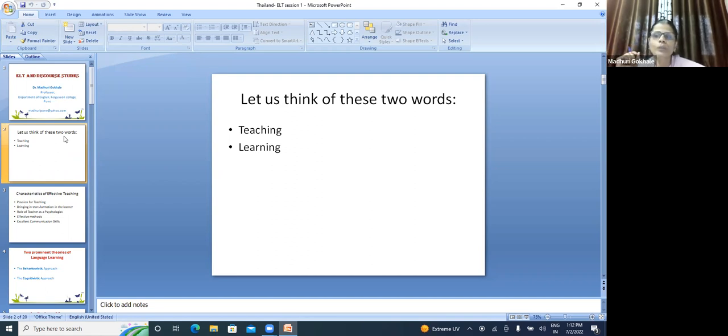Since I've been given this topic where I have to relate linguistics and talk about ELT, TEFL, TESOL, and of course, areas related to ELT in research, before we move ahead, I want you to think of two very important words. One is teaching and the second is learning. Logically, we would think that whenever there is teaching, there is always learning, right? So when a teacher teaches something, learning should essentially happen.